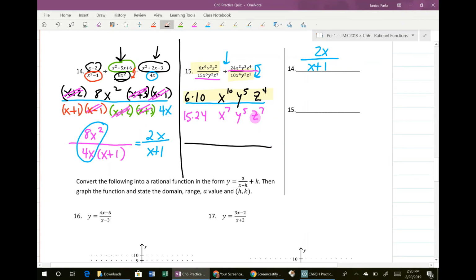So if I'm looking just at the variables, for the z, I have 3 more at the bottom. For the y's, they cancel out. For the x's, I have 3 more at the top. And for the numbers, I'm just going to reduce these again. 6 goes into 24 4 times. 5 goes into that 3 times, and 5 goes into that twice. So now I have a 2 at the top, and I have a 12 at the bottom, which I'm still going to reduce. So that gives me x to the 3rd over 6z to the 3rd, because 2 goes into 12 6 times.